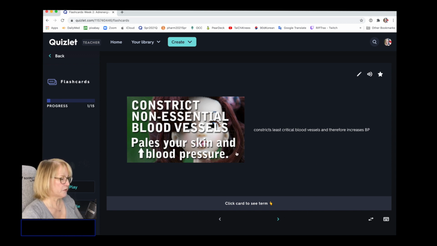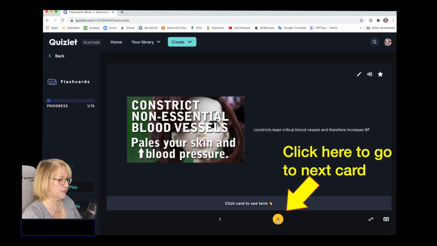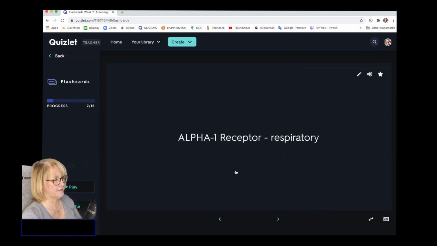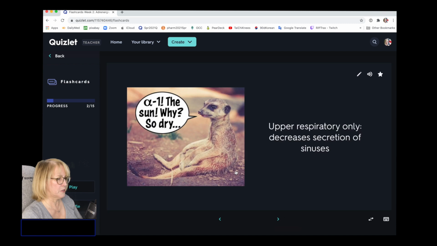When you're using flashcards, when you think you've got it, just don't do anything. You're like, okay, I knew that one. All right, so let's go to the next flashcard. Alpha-1 receptor respiratory is in the sinuses, right? So we're going to click there. Decreases, so it makes your sinuses dry. Okay, there's only beta-2 receptors in the lungs.